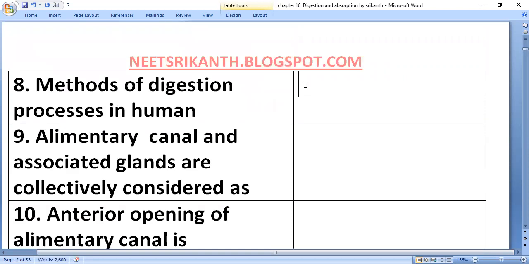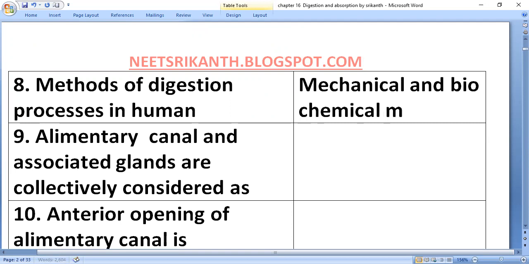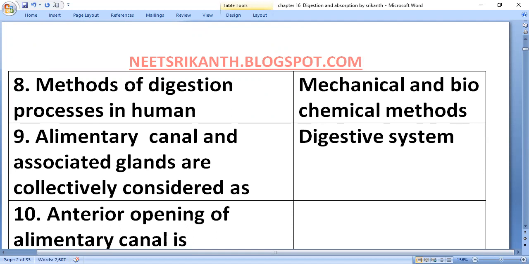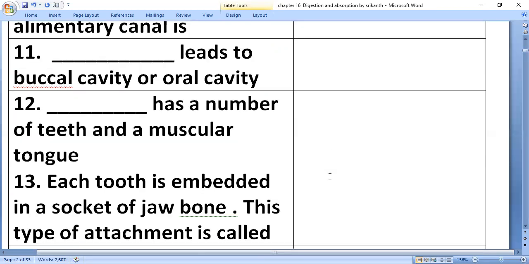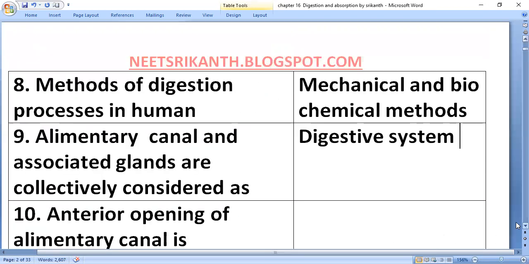Question number 8. Methods of digestion and processes in humans: mechanical and biochemical methods. Alimentary canal and associated glands are collectively considered as the digestive system.